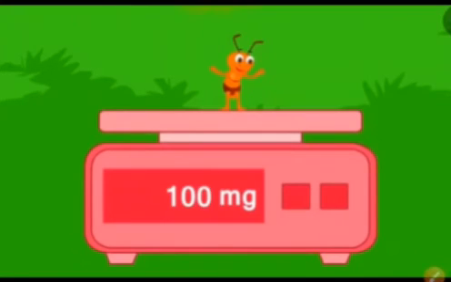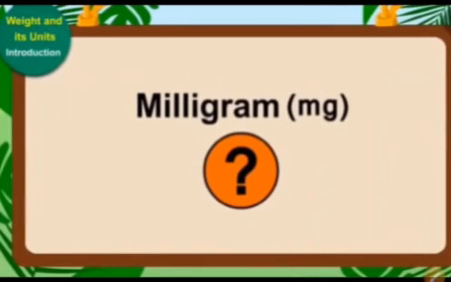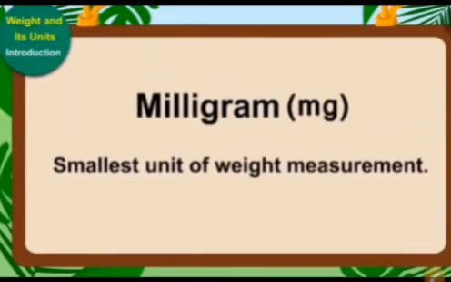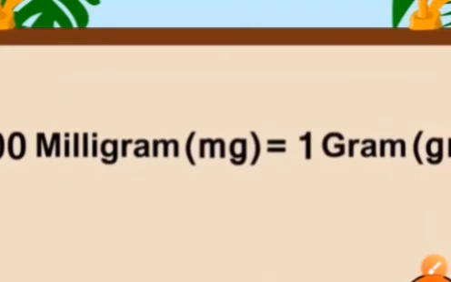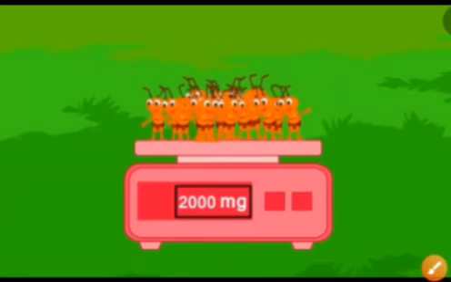Children, now suppose the weight of one ant is equal to 100 milligram. Now what is this milligram? Milligram is the smallest unit of weight measurement, and 1000 milligram is equal to 1 gram. Suppose the weight of this many ants is 2000 milligram.